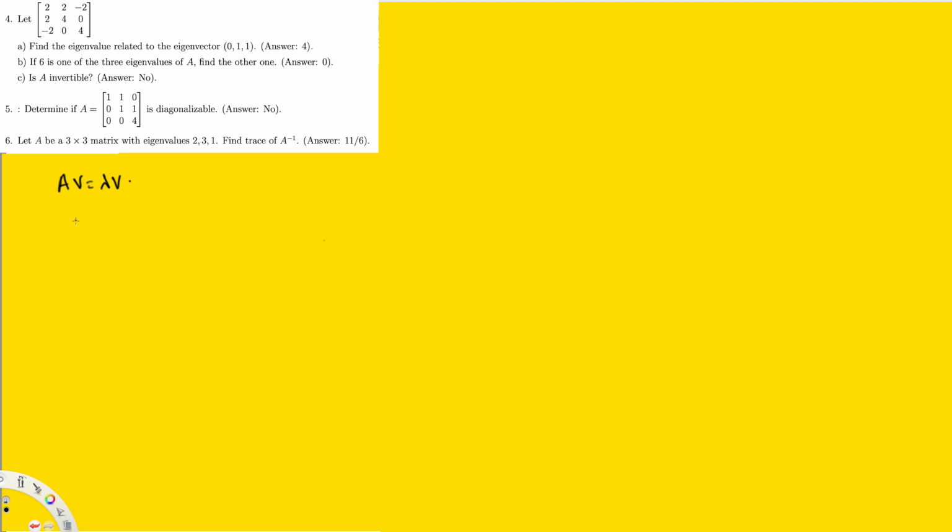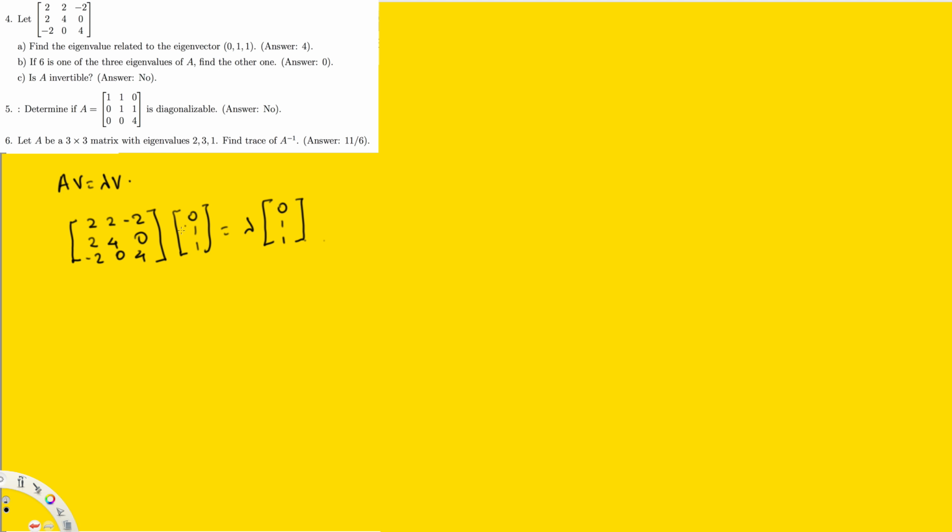Then let's copy the A down. So it's 2, 2, minus 2, and the second row is 2, 4, 0, and the third row is minus 2, 0, 4. And now I have to multiply this with the vector that's provided, that's 0, 1, 1, and on the other side we have lambda times this vector, so 0, 1, 1 multiplied by lambda.